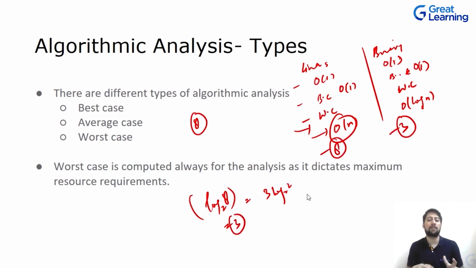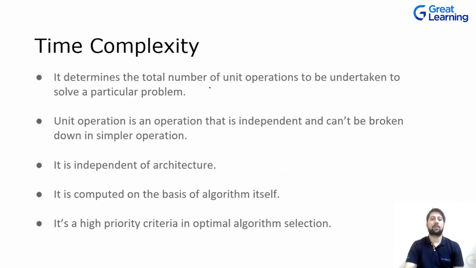Now, as you can see, the input is very small, that means there are only 8 elements. As soon as our n, the number of elements in the array, grows, the size of these iterations becomes substantial, and for the same reason we always talk about worst case scenario. Okay, now let's talk about time complexity. It determines the total number of unit operations to be undertaken to solve a particular problem.